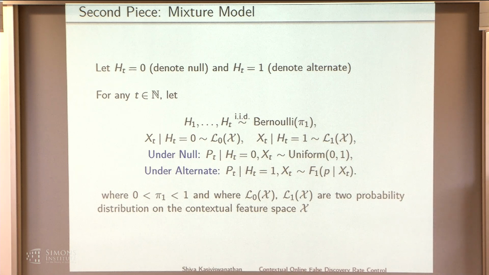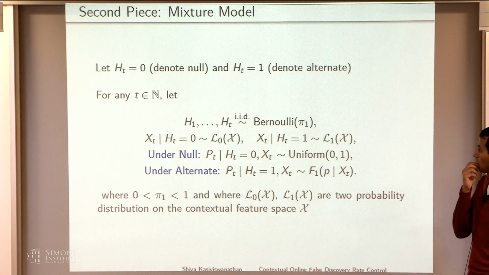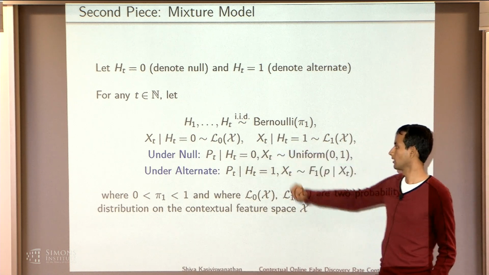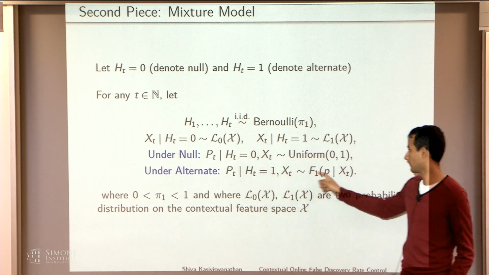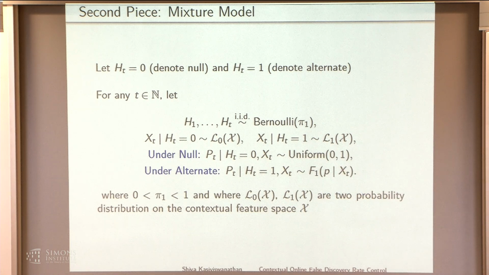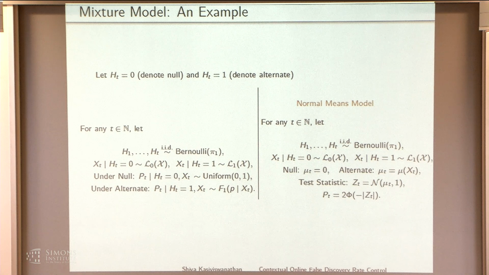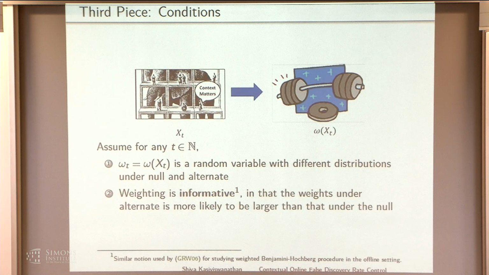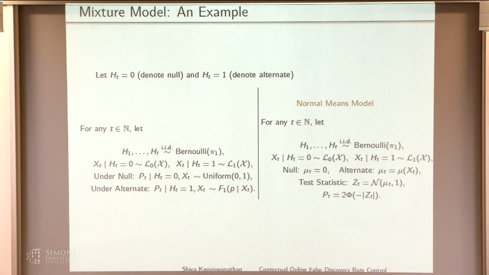And what role does the context play in here? What part of this is the context? The x's are the context. The p-values under the alternate are defined using this F1. The main thing is that it captures standard models like the normal means model, where you're testing whether a Gaussian has a mean of 0 or non-zero.